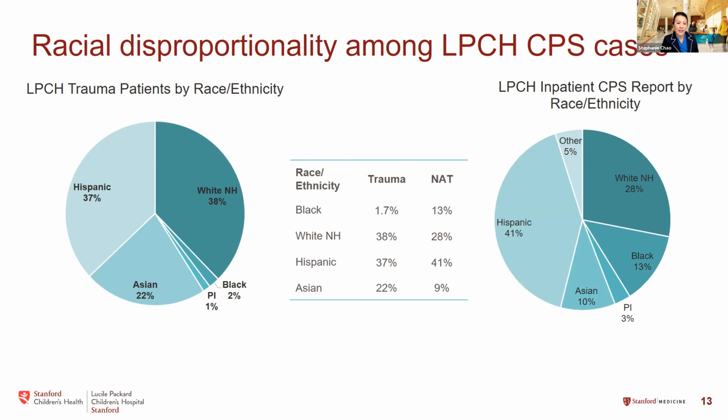So if you look at the pie slivers for Black children, they represented 1.7% of our trauma population, but 13% of our child abuse population. Similarly, Asians represented 22% of the trauma population, but only 9% of the child abuse population.